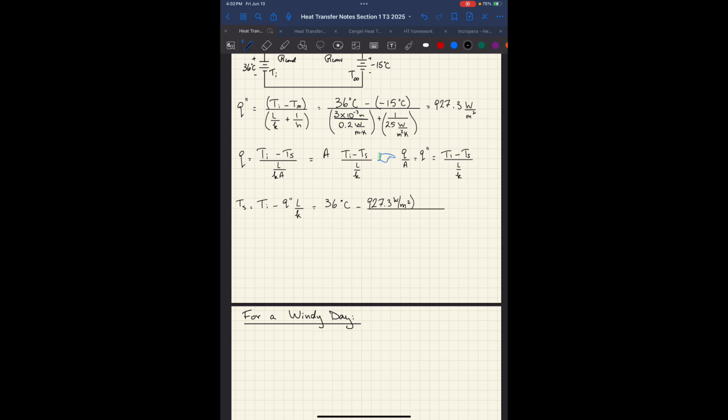I have then the length, which is the skin fat layer, which is 3 millimeters. And then K is 0.2 watts per meter Kelvin. You should get that Ts is equal to about 22 degrees, 22.09 degrees Celsius, something like this.